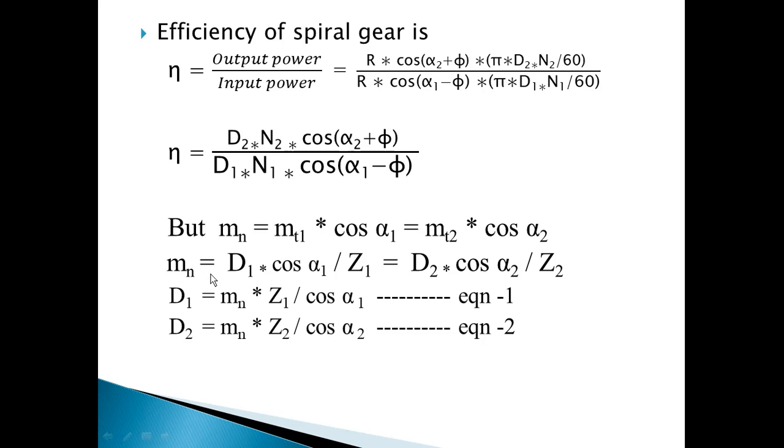So right now in this case there is no single force present to find the value of efficiency, but still I have to replace this size also. Size means d2, d1 and n2, n1. I have to remove these parts. What should I do? I know one relation.